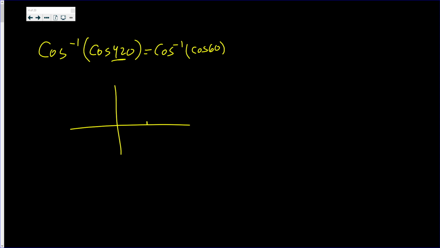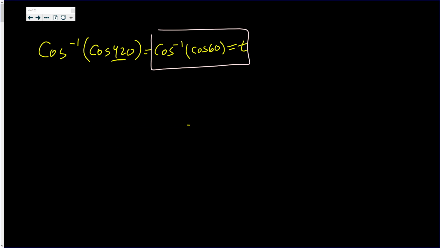Because 360 and then 60 more. The cosine of 420 and the cosine of 60 are the same. I would call that t, and I would solve this problem here. This tells me that the cosine of t is equal to the cosine of 60 degrees. But if you give me an angle in quadrant 1, well then t should be that angle. This is equal to 60 degrees.